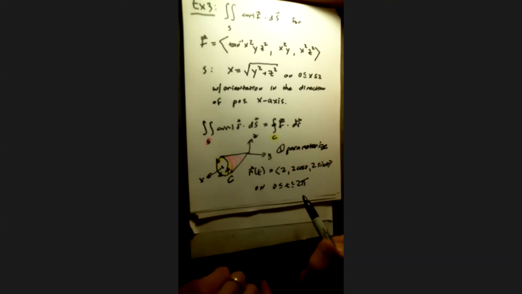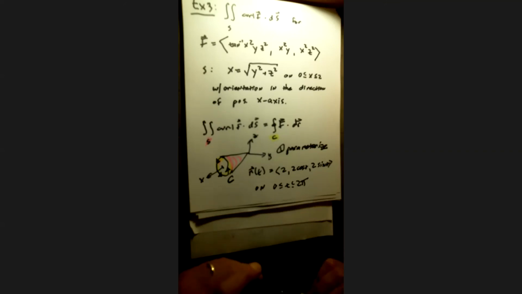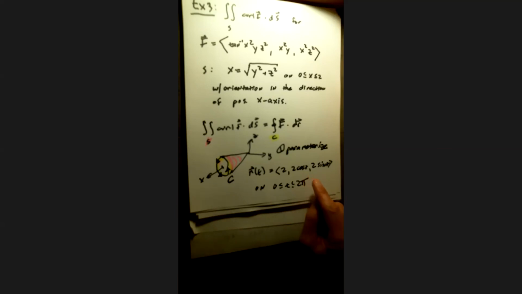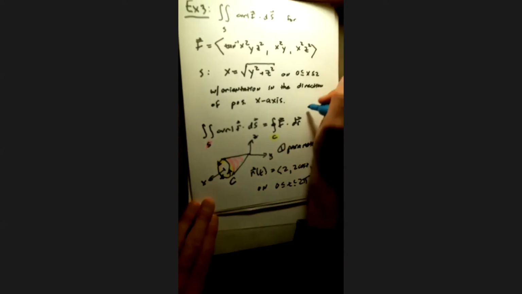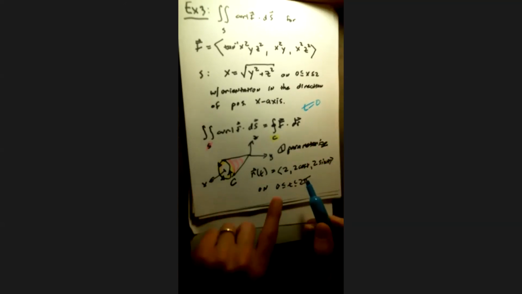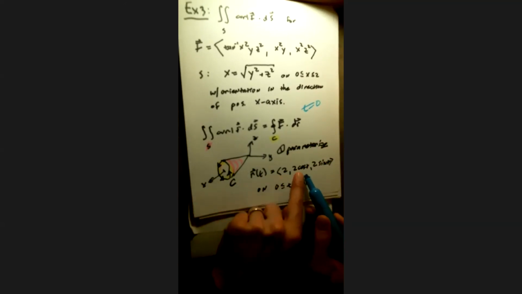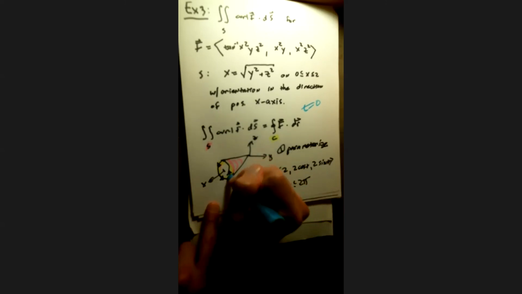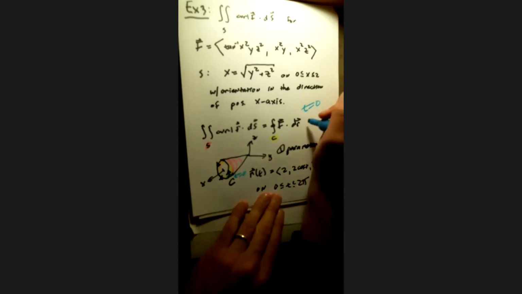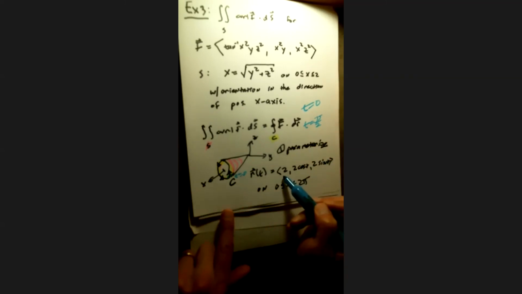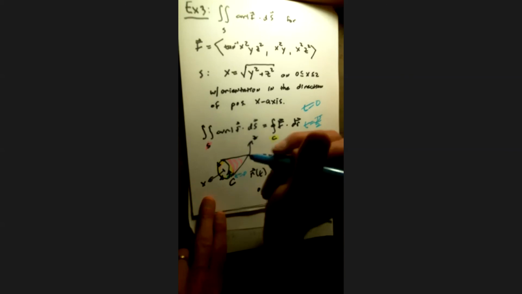Okay. We need to double check our orientation of our r of t. I want to make sure that I'm traveling the correct direction. So if I put in t equals 0, I'm going to be at 2, 2, 0, which would be like right here. And then I could put in t equals pi over 2 to find a second point, and I'd be at 2, 0, 2, which would be straight up.